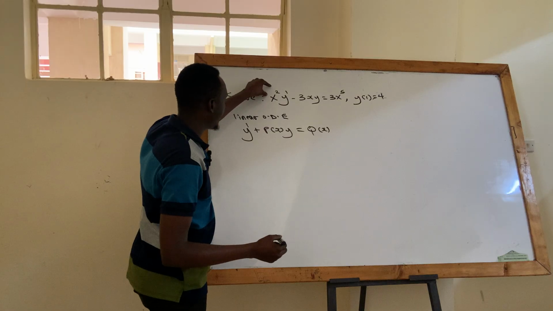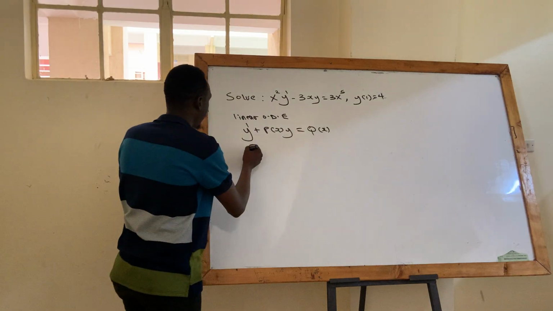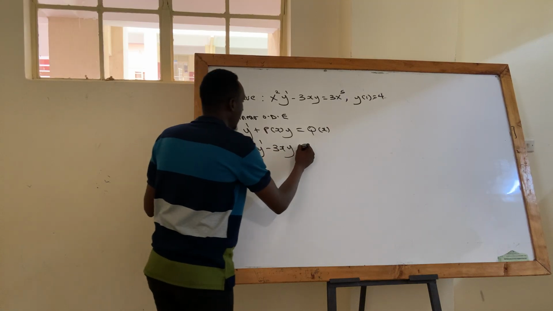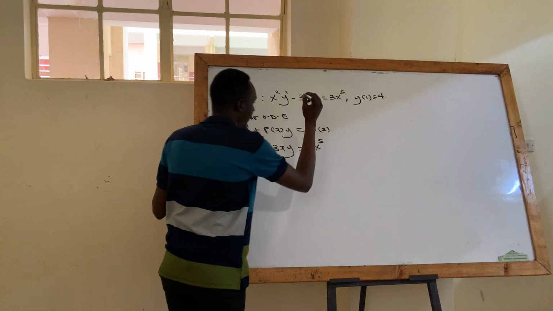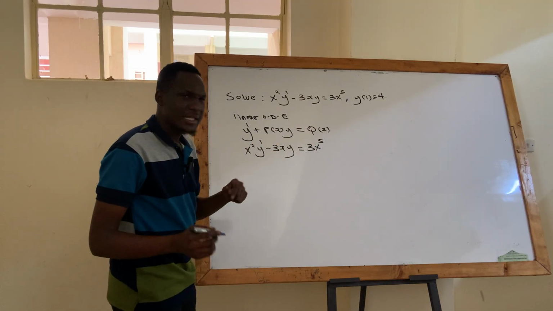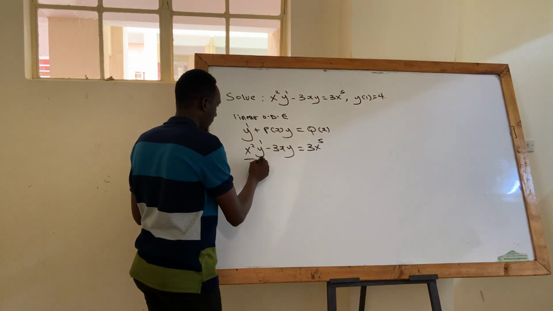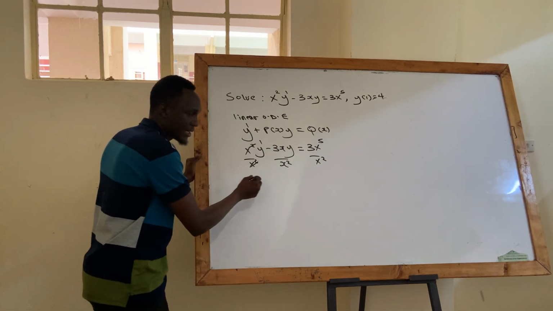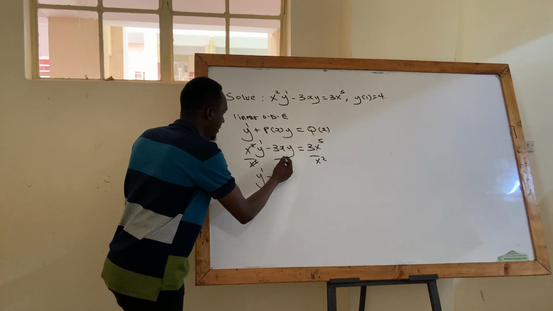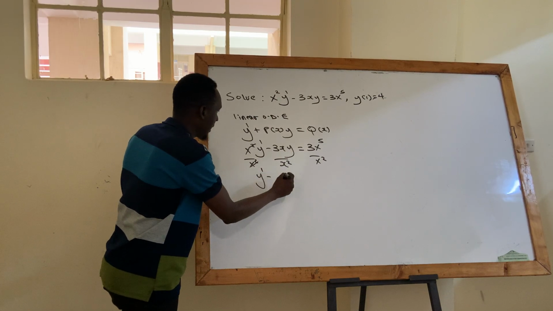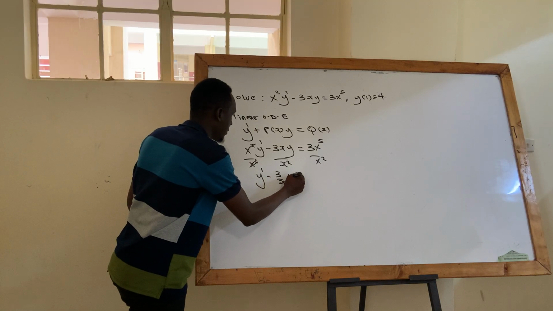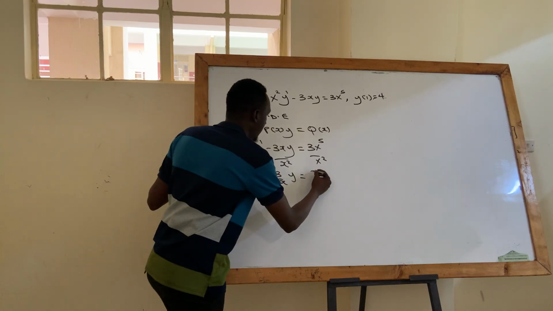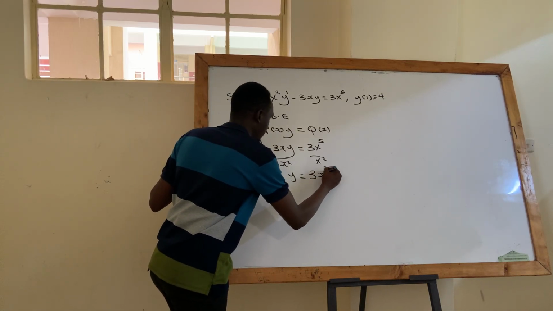Now let's verify if this is truly a linear ODE. We have x squared y prime minus 3xy equal to 3x power 5. Let's divide both sides by x squared. This cancels with this, therefore we have y prime minus, this x cancels with one x down, so remaining is 3 over x y, and is equal to, this cancels with this, remaining 3x over 3.